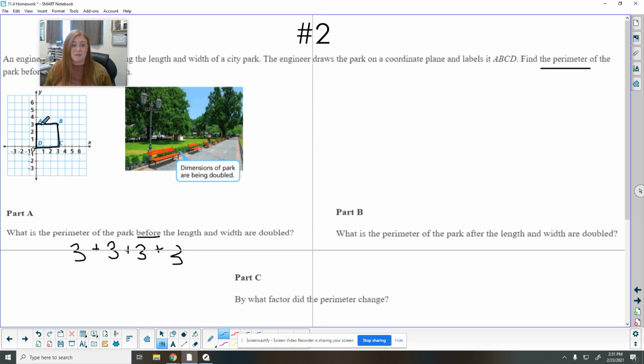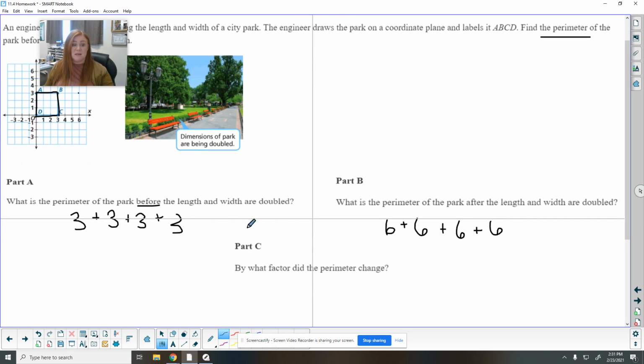Now the length gets doubled. So instead of being 3, we know it's 6. 3 times 2 is 6. And then the width got doubled, so it's 6. And we need to add up all of that. So 6 plus 6, the bottom is 6, the other side is 6. So all the way around got doubled. So here's our first perimeter.